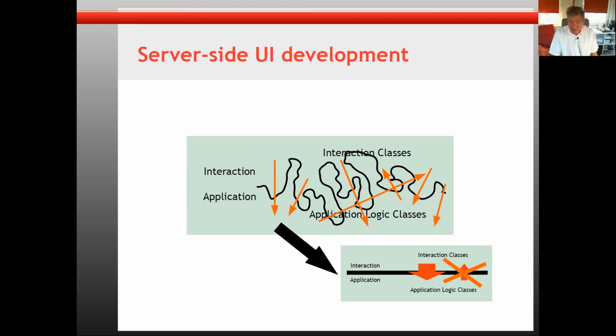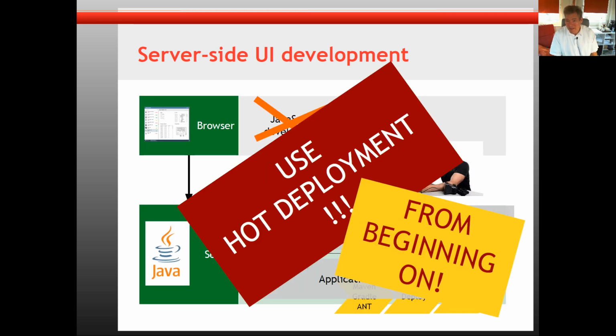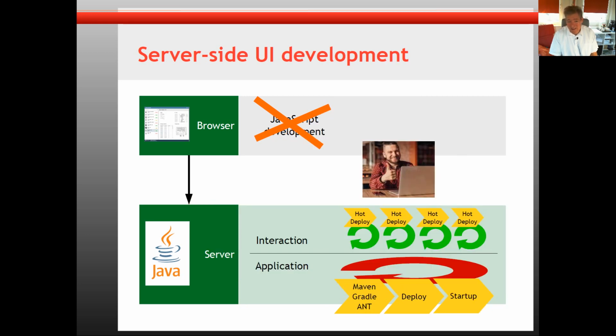So we say use hot deployment from the beginning on. It helps to improve the architecture of your system, and of course it helps to make your developers happy, because now round trip times are much lower than if you don't do this. Use hot deployment, that's the big message.